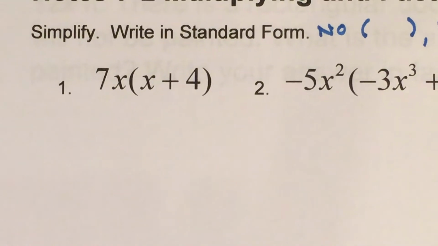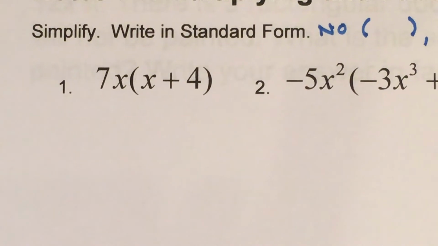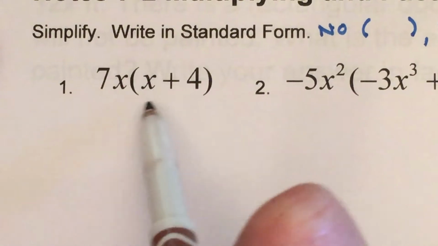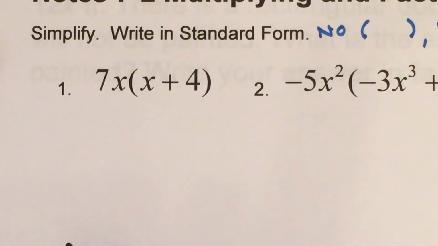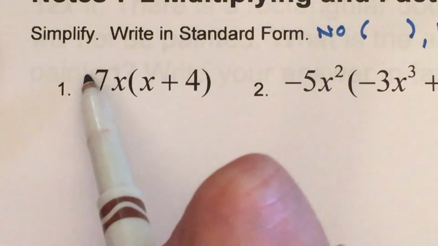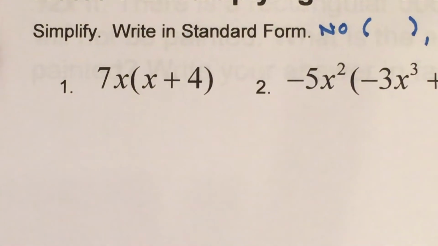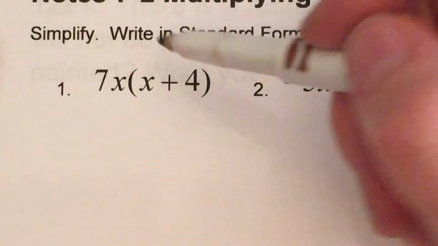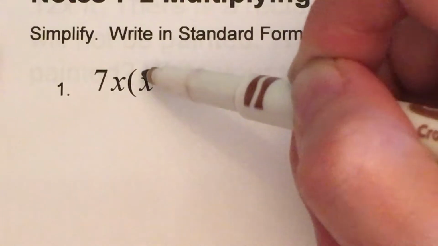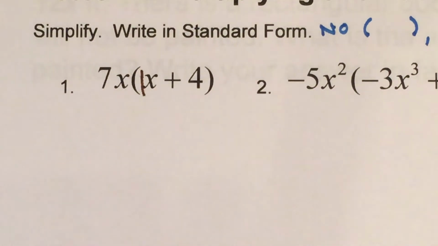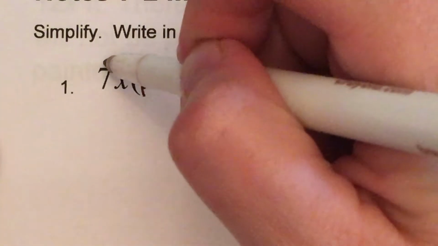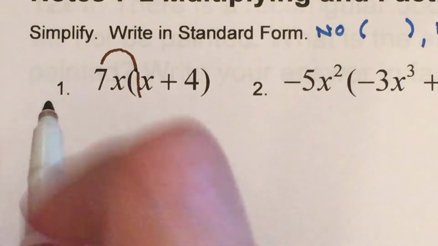So this is a skill that truthfully we should already have. It's just a quick review, and that's okay. So 7x times the quantity of x plus 4. So we're going to distribute the 7x to each term inside of the parentheses. So before we get started, what is the coefficient in front of this x? Yeah, it's a 1. Good. Because remember, if nothing is showing, there's a 1 there. Good. So 7 times 1, 7.